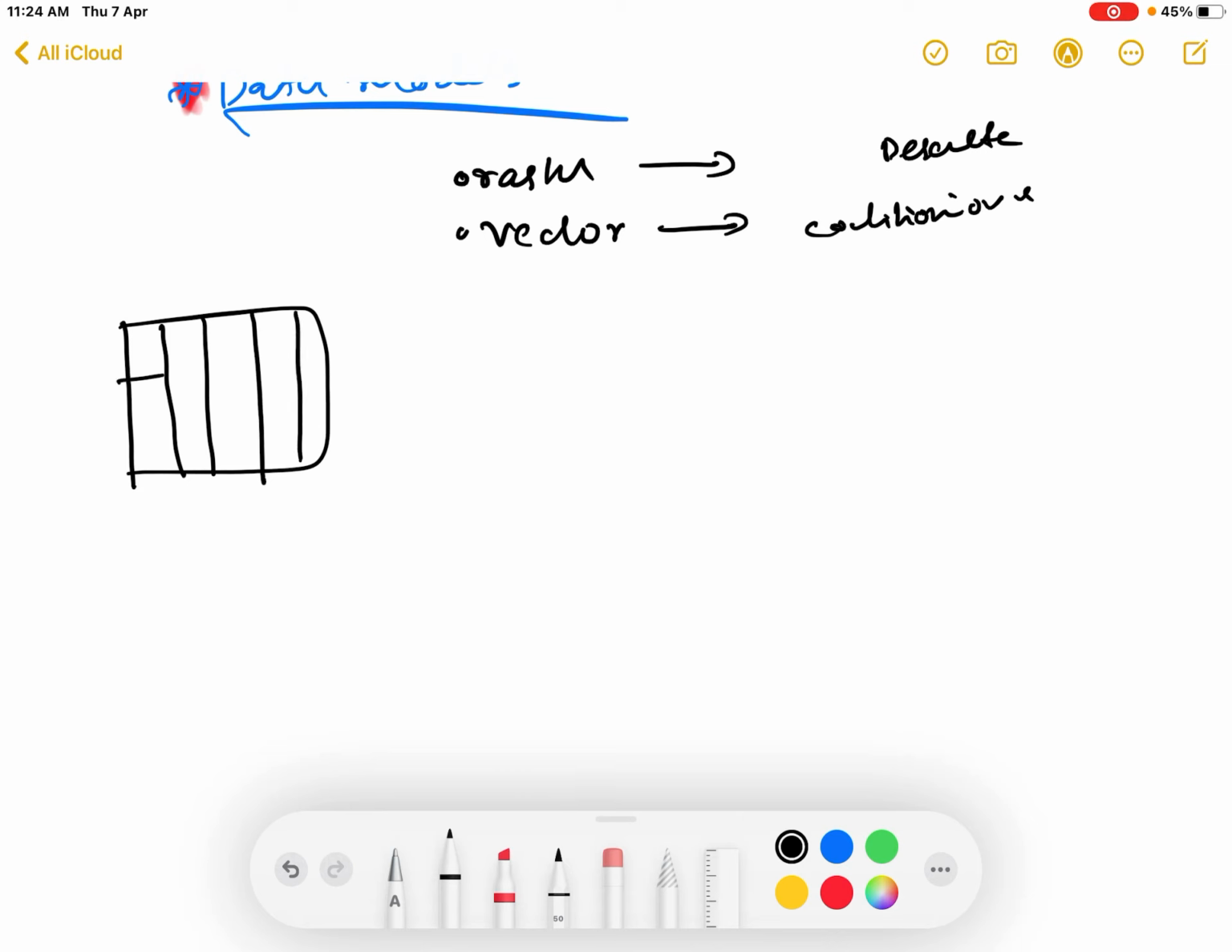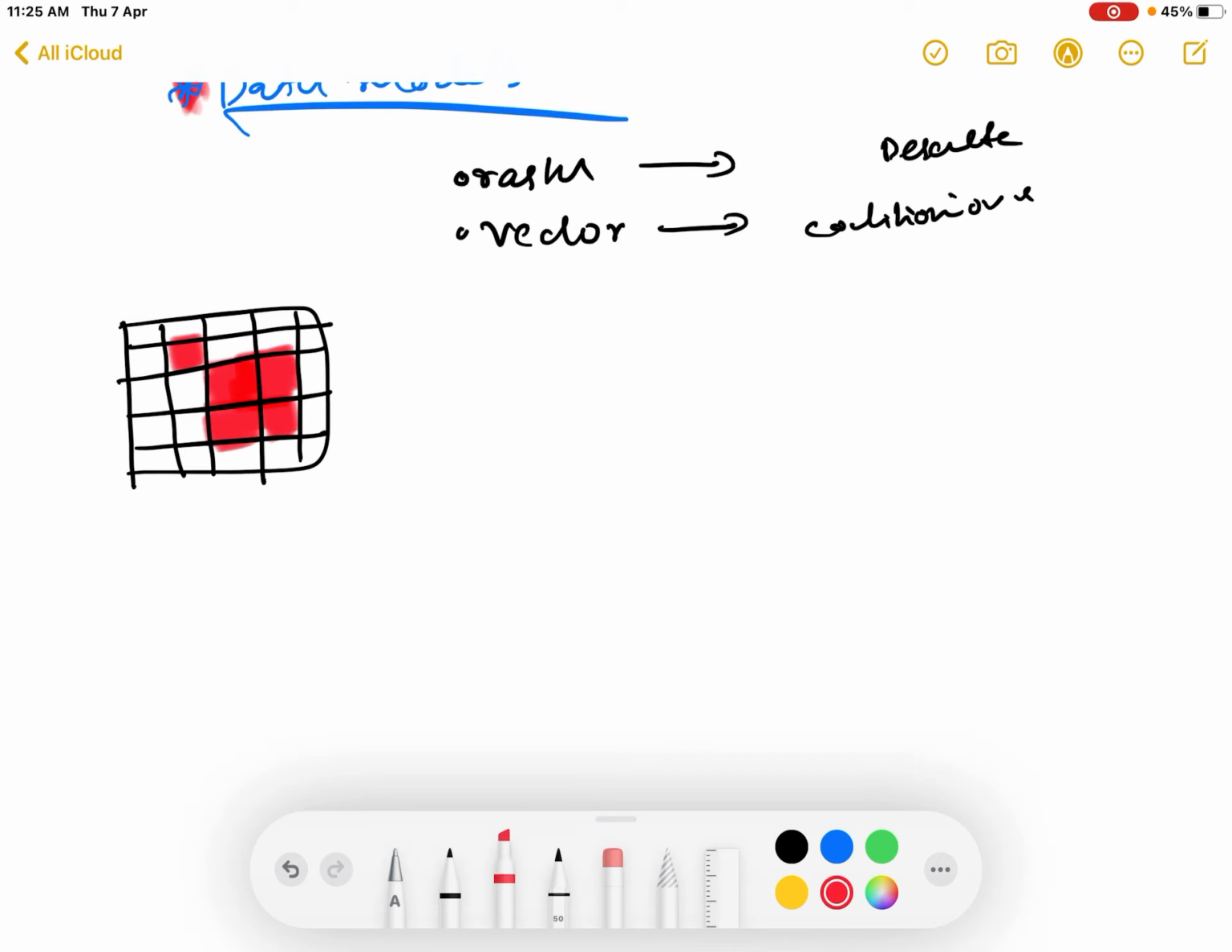So how do we represent data in raster form? First and foremost, we consider the whole space as a grid. And then we shade the cells where the data is present. The cells are being shaded. This is how you represent a raster data model.